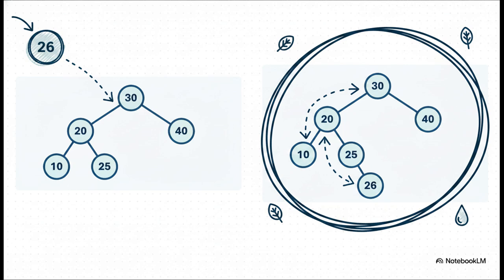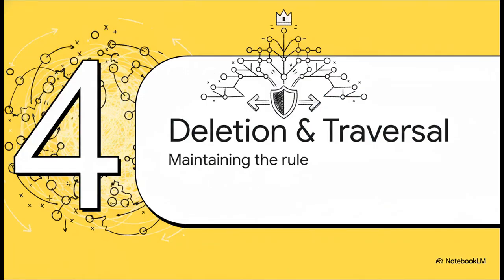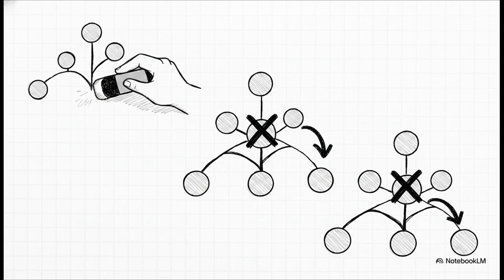You just follow the path until you find an empty spot and drop it right in. Section 4. Deletion and tree traversal. Maintaining the rule and revealing the magic. Get ready, because this next part is essentially the boss battle of the topic. Removing nodes threatens to break our perfect left and right rule, but don't worry, I'll guide you through this.